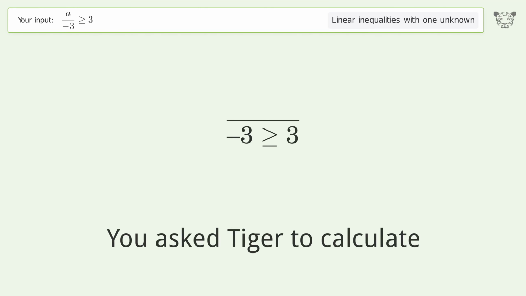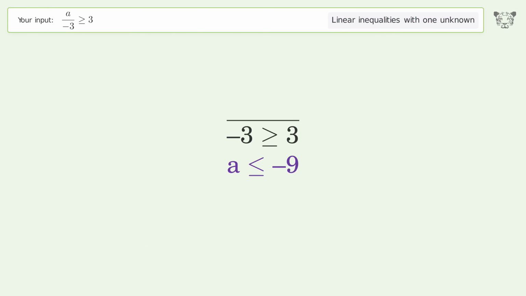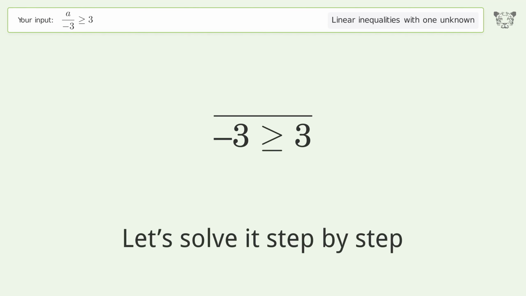You ask Tiger to calculate. This deals with linear inequalities with one unknown. The final result is a equal or smaller than -9. Let's solve it step by step.